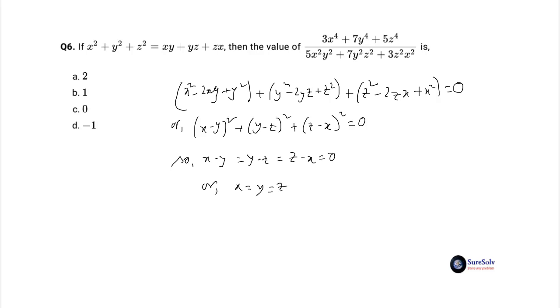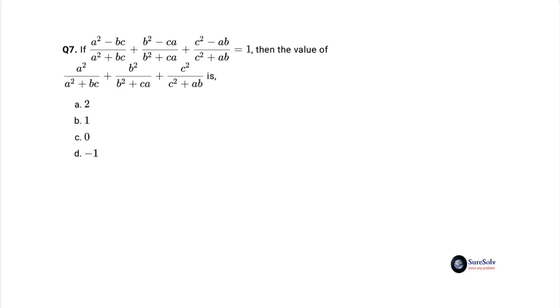Substituting x for both y and z, you get the changed target expression as 3 plus 7 plus 5 x to the power 4 divided by 5 plus 7 plus 3 x to the power 4 equal to 1. Answer is option B 1. It is straightforward if you know how to detect and use the pattern of zero sum of square terms. Let's solve the next problem.